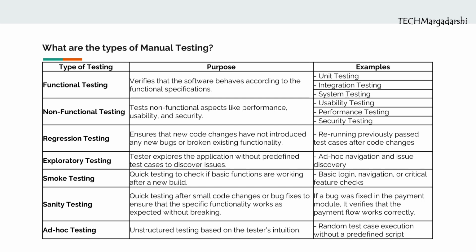Sanity testing, a narrow and deep testing approach done after small code changes or bug fixes to ensure that the specific functionality works as expected without breaking related areas. For example, if a bug was fixed in the payment module, sanity testing verifies that the payment flow works correctly. Ad hoc testing: this is unstructured testing performed without formal test cases. Testers rely on their intuition and experience to uncover defects. Together, these types of manual testing help ensure both functionality and quality of the application before release.